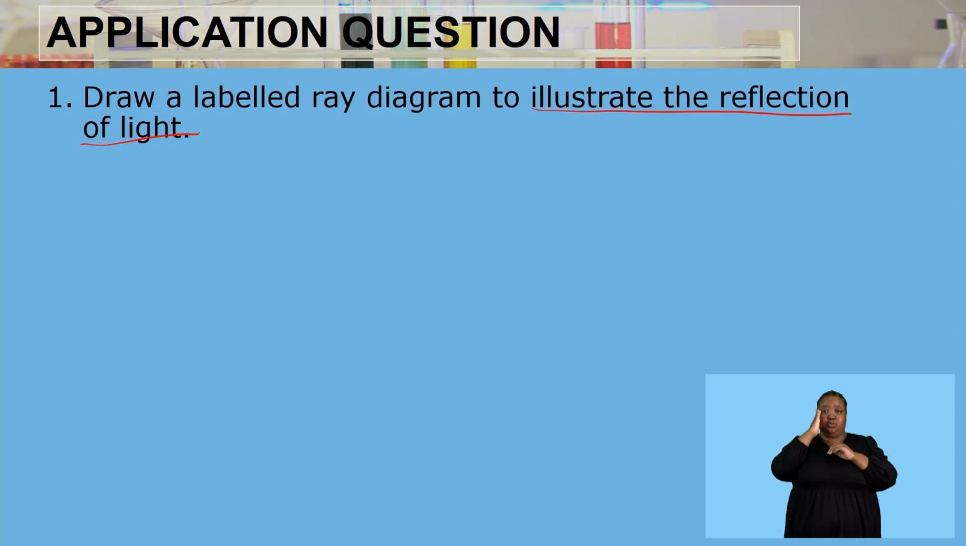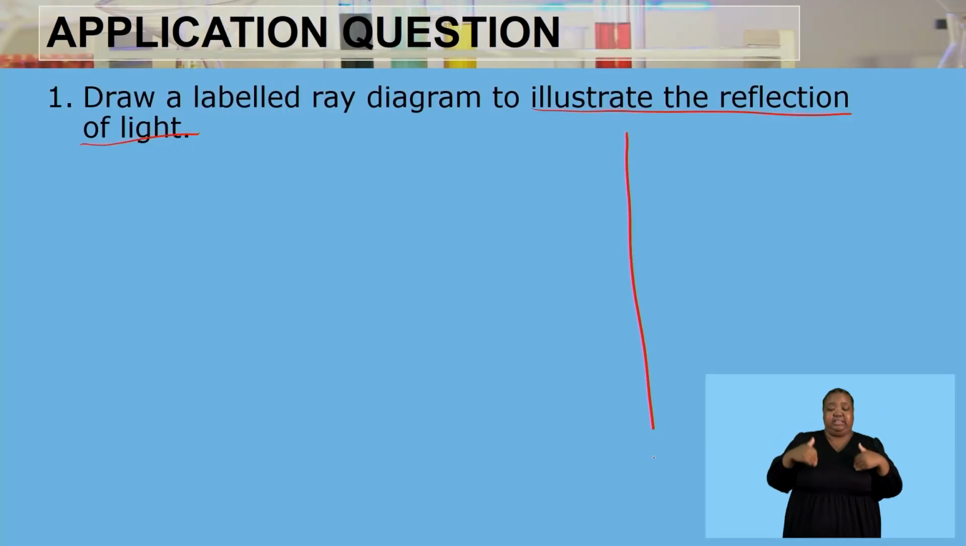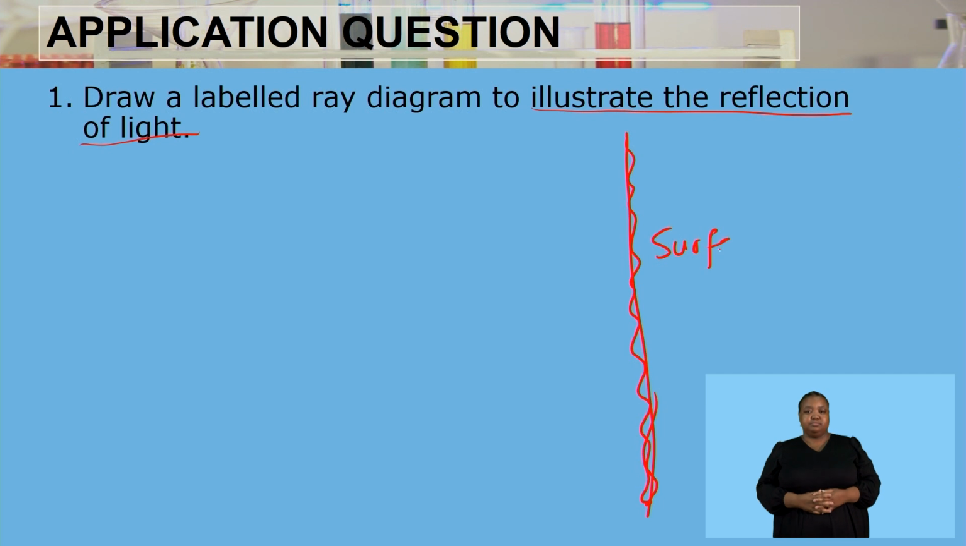So we know that with every ray diagram that we draw, we always need to have a surface so that surface can reflect the light, so that light can go to the observer, being the eye or whoever is trying to see something. So if we start with our reflective surface, this is our surface. Remember, we need to label it.